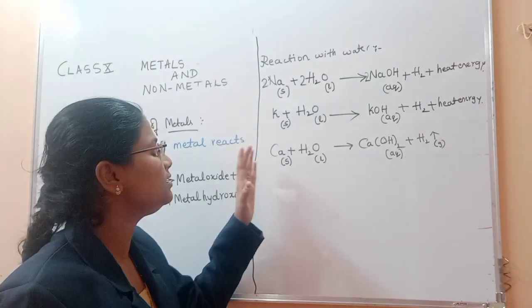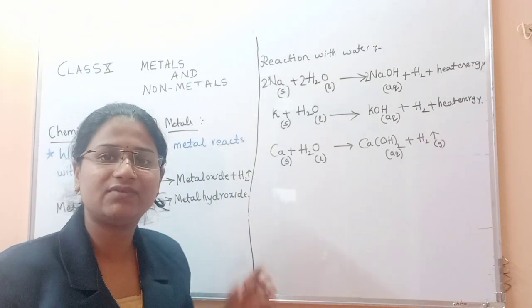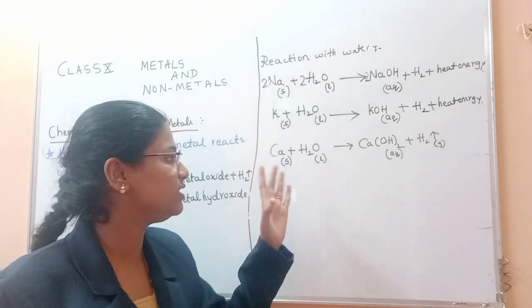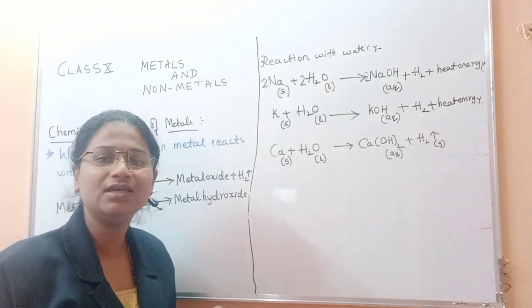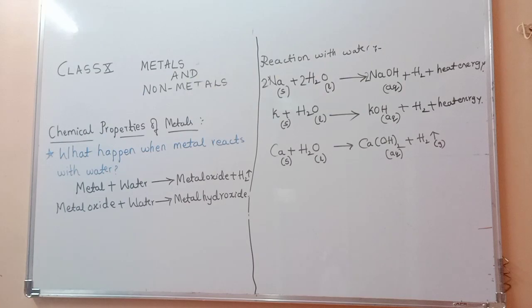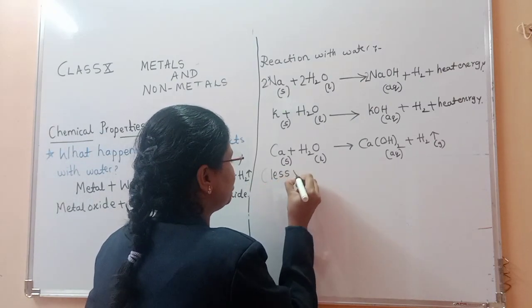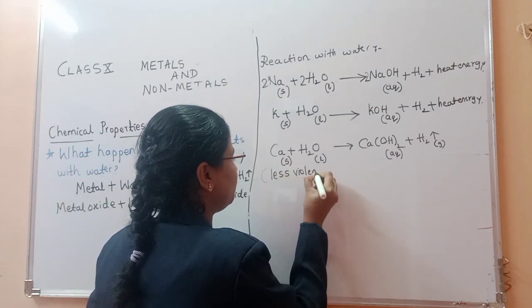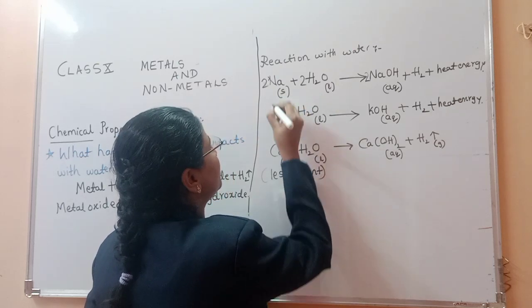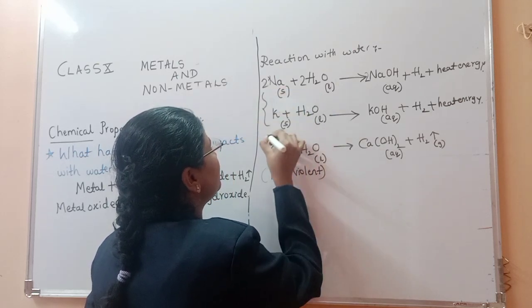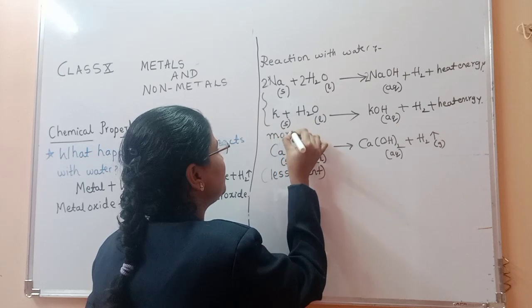Certain metals are less reactive with water. They react very weakly, so we can say they react less violently. Calcium is less violent with water, and potassium and sodium are more violent with water.